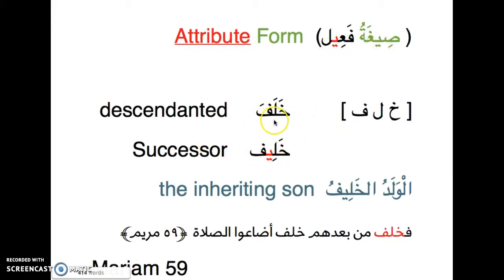And when we make it an attribute in the form of fa'il, it becomes khalif. Khalif means a successor or inheritor, or the one that's a descendant, as an attribute. So when we put it in a nominal sentence, al-waladul khalif, the inheriting son. So inheriting is an attribute of the son, if that makes sense. Al-waladul khalif, the inheriting son, as opposed to maybe another son that's not inheriting. So what we have to emphasize is that khalif is an attribute of the form of fa'il.